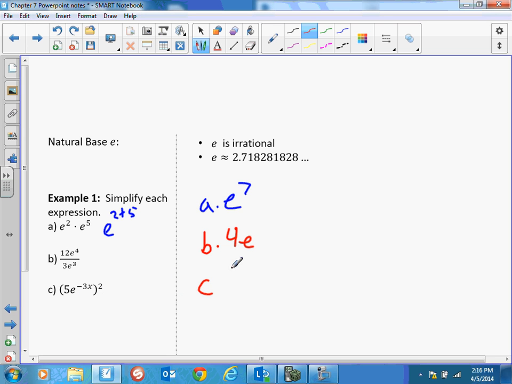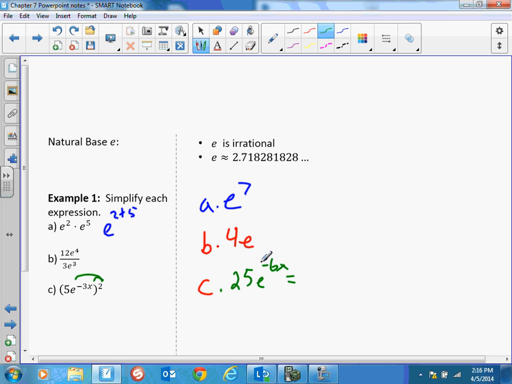You get that. C is a little bit tougher. What you have to do is distribute that 2 to both of those. So you got 5 squared, which is 25. And you have negative 3x times 2 is e to the negative 6x. So you got to put the 2 with the 5 to make it squared, and when you have a power of a power, you multiply those two together.